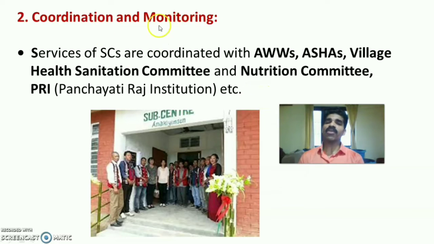The second service is coordination and monitoring services. Subcenters should coordinate with other people to render the services, such as Anganwadi workers, Asha workers, Village Health Sanitation Committee, Nutrition Committee, then PRI, that is Panchayati Raj institutions like Gram Sabha, Gram Panchayat, Zilla Panchayat, etc. So the second one is coordination and monitoring services of the subcenter.